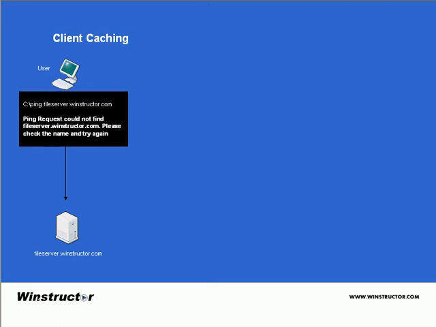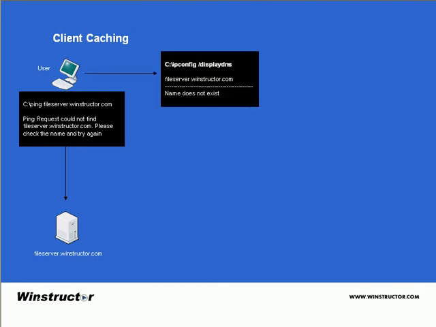Well, this is the result of negative caching. When your client caches addresses, it caches both successes and failures. When we tried to ping fileserver.winstructor.com, it failed, and our client cached the failure locally. Now when the problem is rectified and we again attempt to ping the server, your client checks its cache and it finds an entry there. This entry says the hostname doesn't exist and the ping fails without actually having been attempted. Now you can verify what DNS entries your computer has cached by typing ipconfig/displaydns at a command prompt.